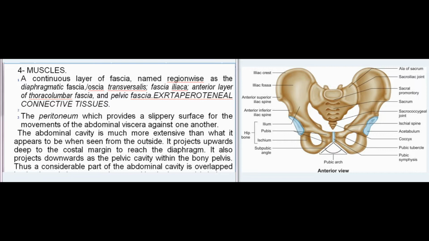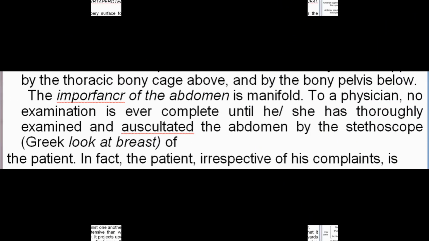The abdominal cavity is much more extensive than what it appears to be when seen from the outside. It projects upwards deep to the costal margin to reach the diaphragm. It also projects downwards as the pelvic cavity within the bony pelvis. Thus a considerable part of the abdominal cavity is overlapped by the thoracic bony cage above, and by the bony pelvis below. The importance of the abdomen is manifold.